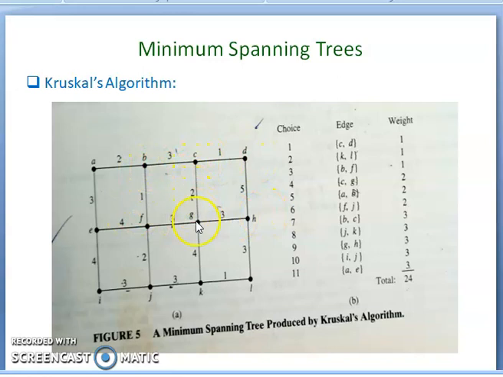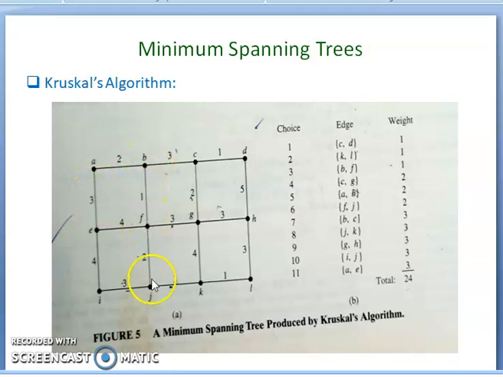CD, CG, GH, and CB, BA, and FJ, and JK, IJ, AE, KL, JK, KL. See that? CD, GH, this one you consider.